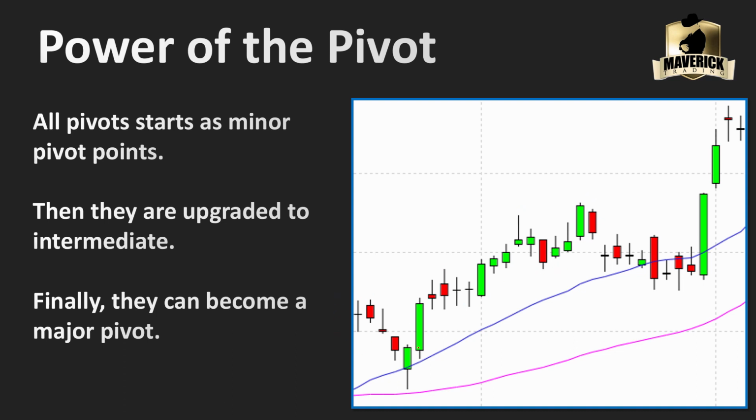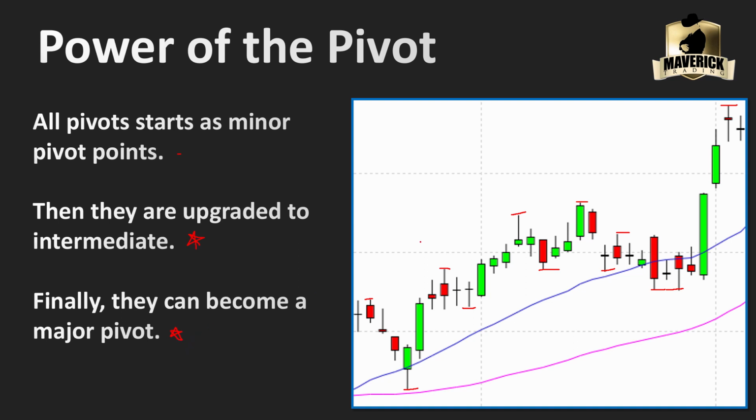There's a lot of little minor pivots that happen, right? If we were to identify all of the pivots, we'd say this one and this one and this one and this one, and you just kind of mark these zigzags. All these little pivots, but are they all important? Are they all critical? Not really. Everything starts as a minor pivot. Then they're upgraded to something more significant called an intermediate or a major pivot point.